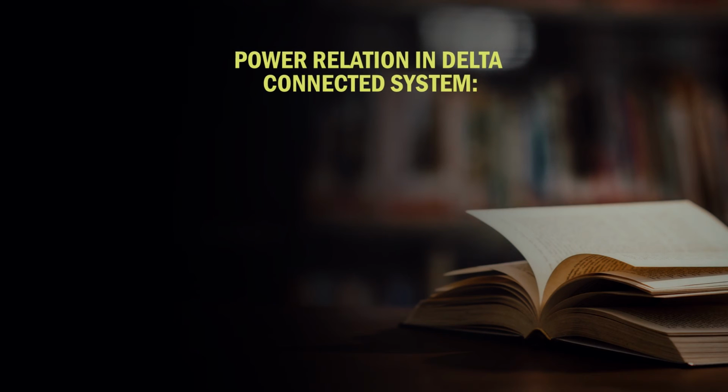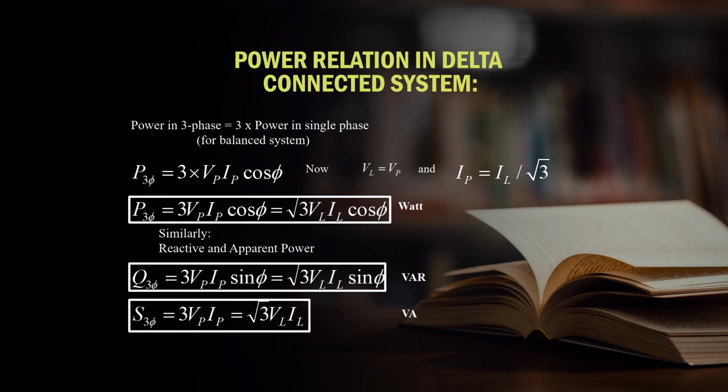Now you have to find out the power relation in the delta connected system. So power in 3 phase is equal to what? 3 times the power in a single phase for the balanced system. And what is the power in the single phase? It is V suffix P multiplied by I suffix P multiplied by cos phi. What is cos phi? Cos phi is nothing but the power factor, right?